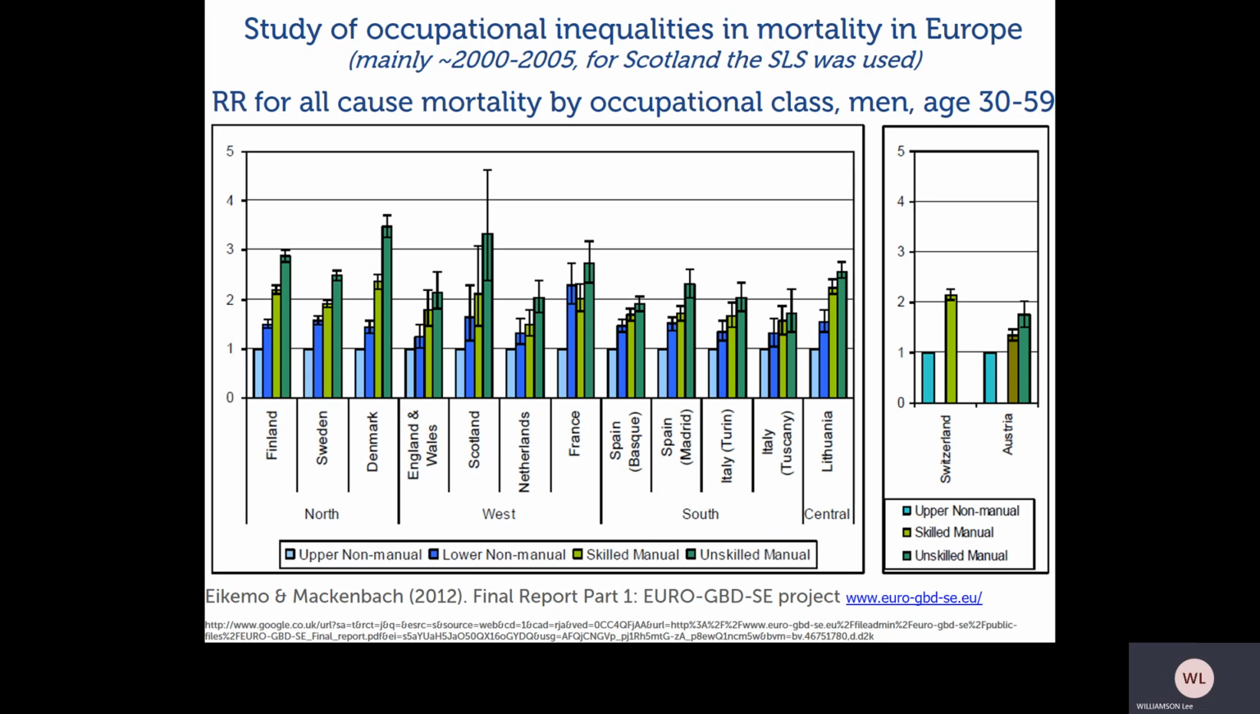You can see overall that Scotland is relatively much higher than all the other countries, especially with our unskilled manual workers. But obviously, there are large confidence intervals for Scotland because ours was based on the SLS rather than the 100% population data that's available in some European countries.